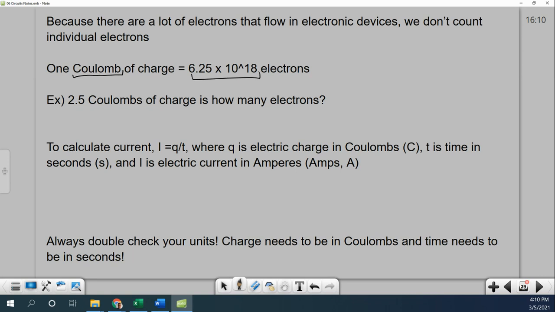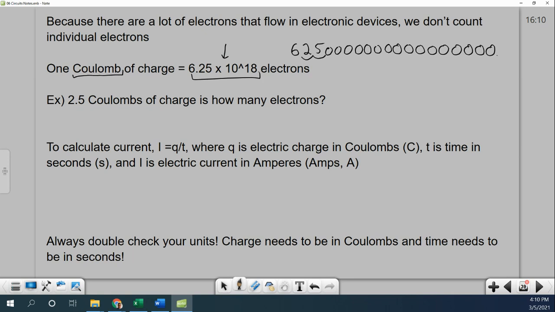6.25 times 10 to the 18. What that means is take 6.25 and move your decimal 18 times. 1, 2, 3, 4, 5, 6, 7, 8, 9, 10, 11, 12, 13, 14, 15, 16, 17, 18. You can see why we don't write that number out every time. Guarantee you miss a 0 at least once. So we use this scientific notation to write that really, really, really big number down.